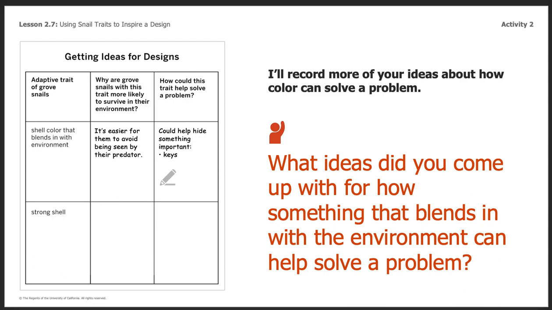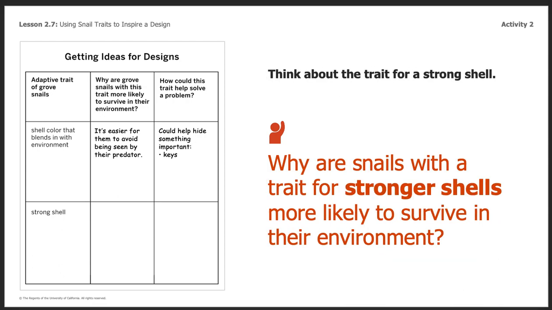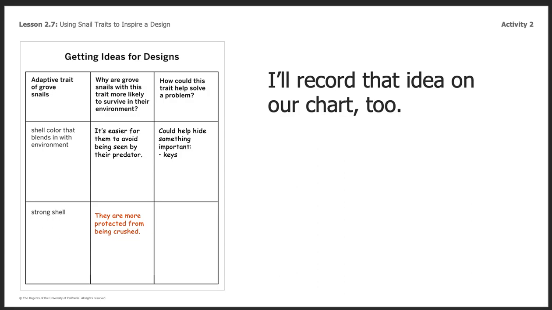The next adaptive trait is the strong shell. Why are snails with this trait for stronger shells more likely to survive in their environment? I want you to think about that. Hit pause and think. Why are snails with traits for stronger shells more likely to survive in their environment? If you're saying that they're more protected from being crushed, you got it. I'm going to write that down too. A strong shell helps snails be protected from being crushed.